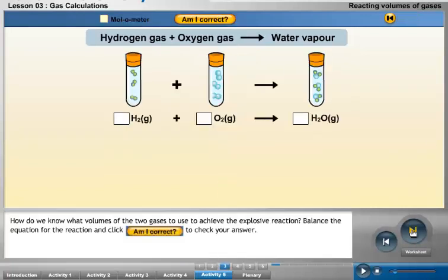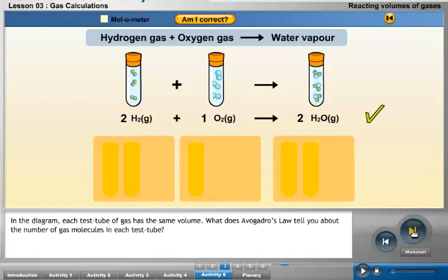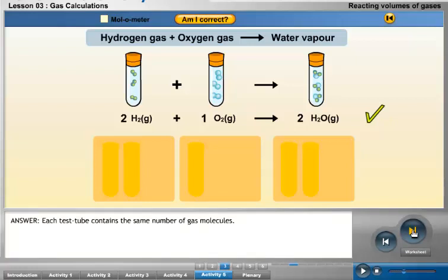How do we know what volumes of the two gases to use to achieve the explosive reaction? Balance the equation for the reaction and click Am I correct? to check your answer. In the diagram, each test tube of gas has the same volume. What does Avogadro's law tell you about the number of gas molecules in each test tube? Answer: each test tube contains the same number of gas molecules.